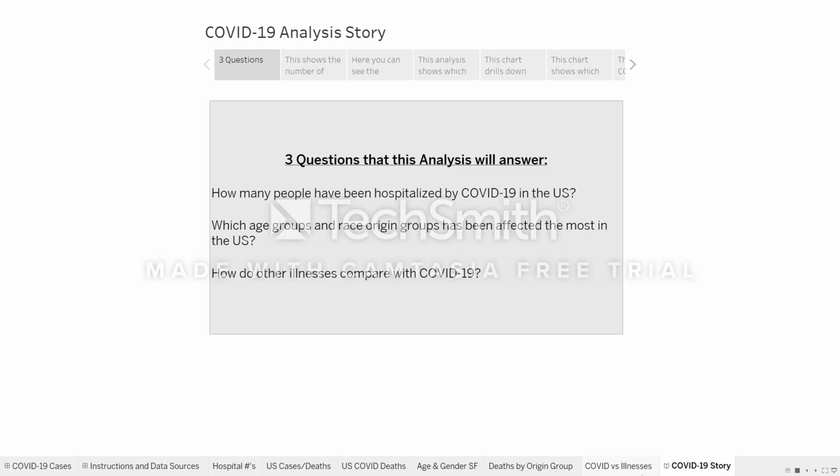So the three main questions that this analysis is going to answer are the following. How many people have been hospitalized by the COVID-19 in the US? Which age groups and race origin groups have been affected the most in the US? And how do other illnesses compare with the COVID-19 virus?